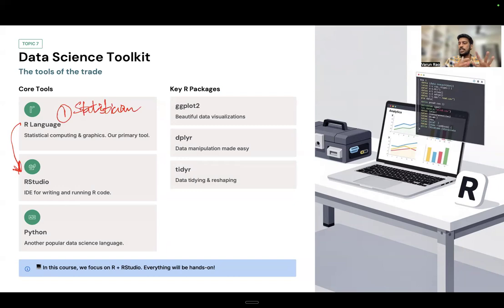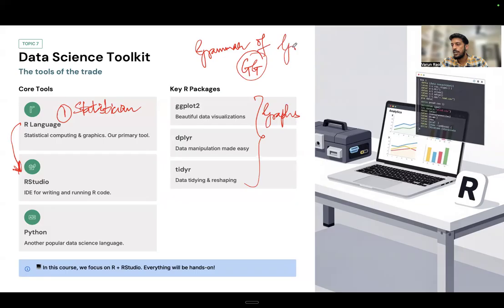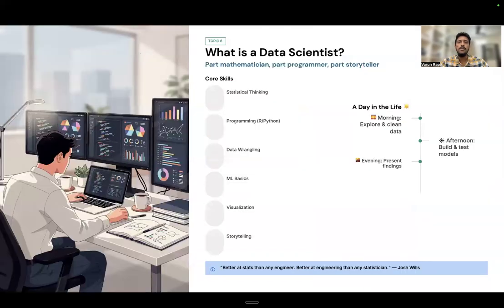And to be able to unleash this capacity, we have multiple libraries like ggplot2, which is for graphs. GG stands for Grammar of Graphics. Let me just write it here for your reference. Grammar of Graphics. Here, we are basically trying to understand how graphs work. Then you have dplyr, which is for data manipulation as written here, and tidyr, which is for data tidying and reshaping.